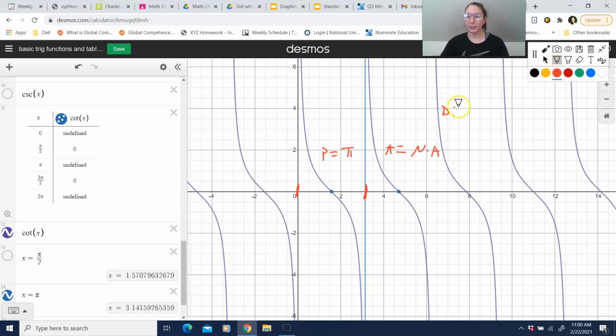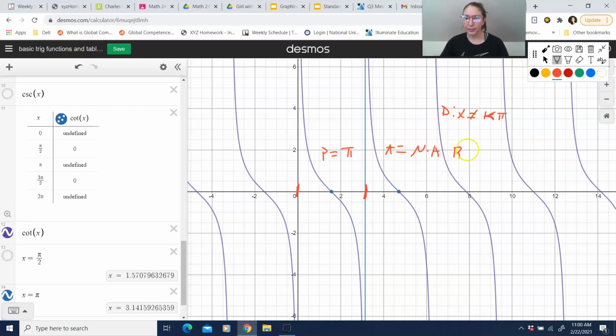No pi's allowed, right? So all x's except for x's such that they're multiples. K just means multiples of pi. All x's are cool unless you're a multiple of pi. If you're a multiple of pi, no thank you. We don't want you. You can't sit here. You're not allowed. Okay, but everybody else, you're cool.